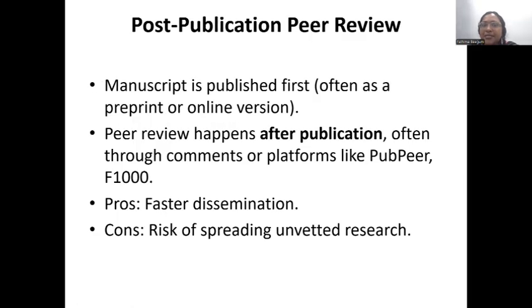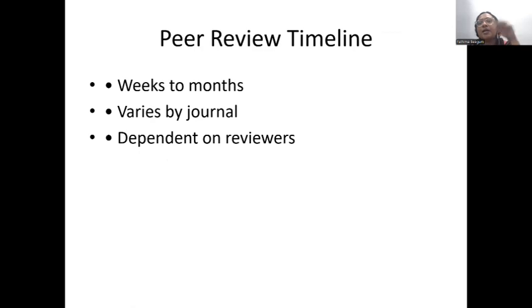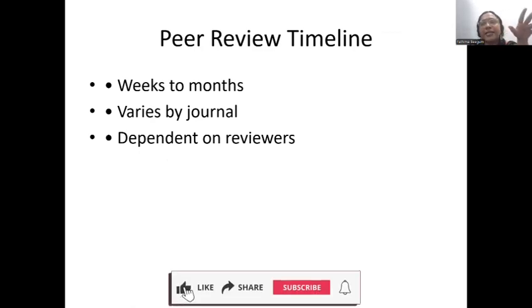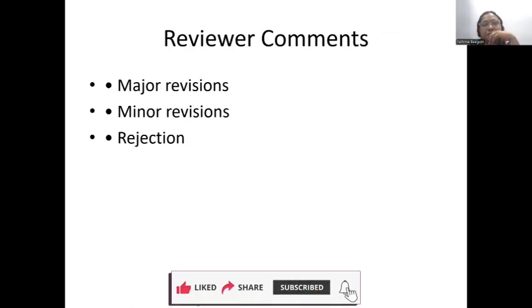Then post publication, as I told you. If you take the case of a journal named F1000, after publication also anyone can go to the platform, access the article and give their comments. That also has faster dissemination, but the risk of spreading unwanted research is also there in that case. Post publication peer review. Then how much time a journal will take for peer review depends upon the journal. Some journals will take weeks to months, varies according to the journal, and also depends upon the reviewers.